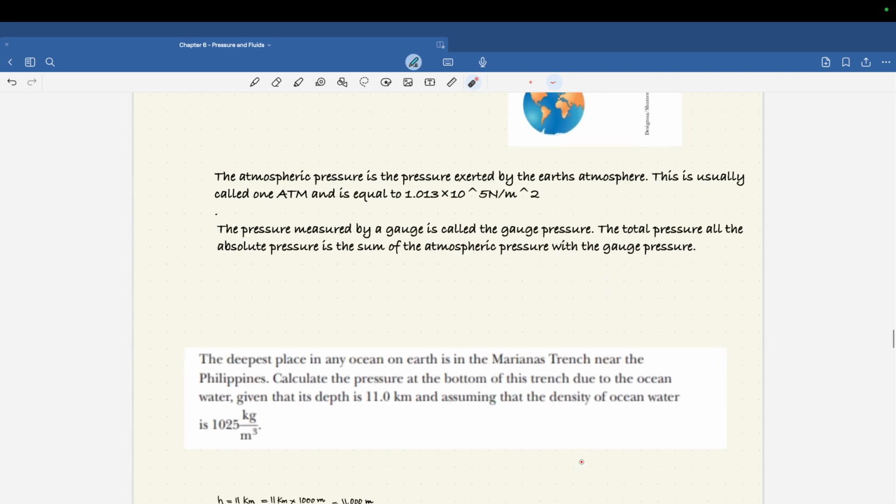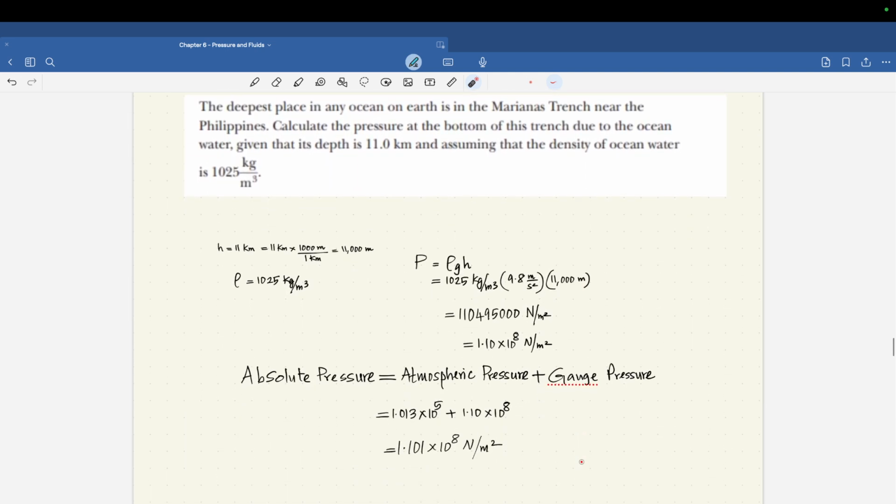So the previous problem that we worked out, we had this as the pressure due to the water in the ocean. Remember that? Now, if you want to define the total pressure or the absolute pressure, you would have to add the atmospheric pressure, which is here. And now adding these two numbers is tricky because here you have 10 raised to 8 and here you have 10 raised to 5. Put it in your calculator and check if you get 1.101 times 10 to the power 8. That is the total pressure.